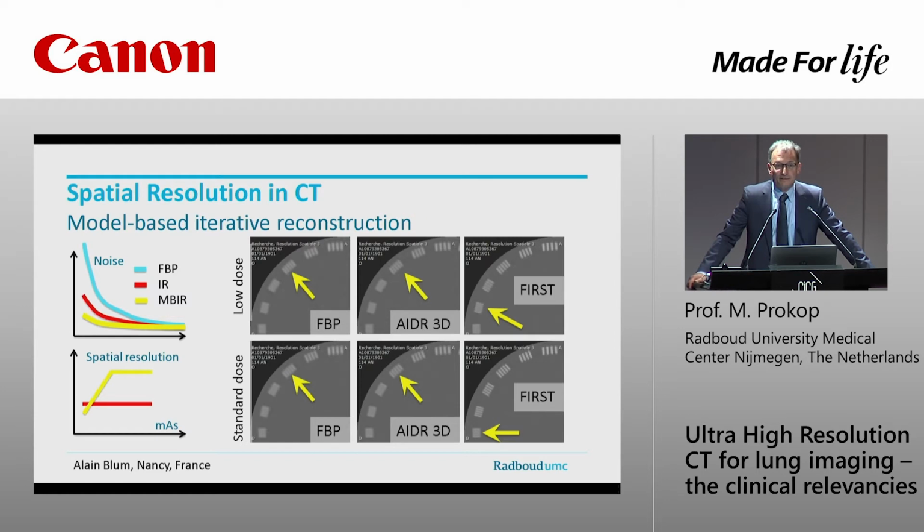Now, if you look at the resolution of our scanners, they used to depend mainly on our filter kernel and not so much on the radiation dose. This changes if you're using the most modern iterative reconstructions, like the model-based iterative reconstruction, which for Canon is called FIRST. At a higher dose, the resolution of these techniques improves. Even at a normal dose, it is higher than what you see with the earlier generation iterative reconstructions like ADA 3D or filtered back projection.